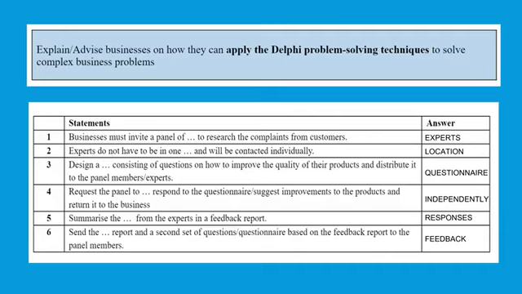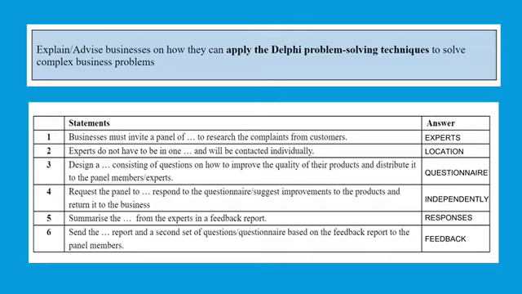The experts do not have to be in one location, and will be contacted individually. So there you can use, they don't have to be in one place, they don't have to be in one building. Any word that is indicating that they don't have to be in the same place in order to complete these questionnaires or to be part of the Delphi technique as a problem-solving technique.